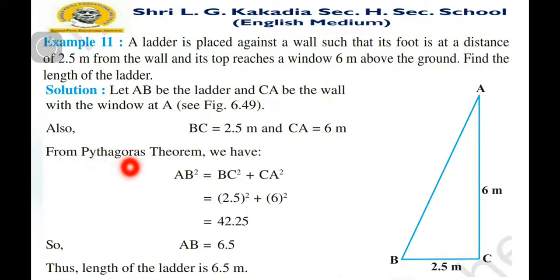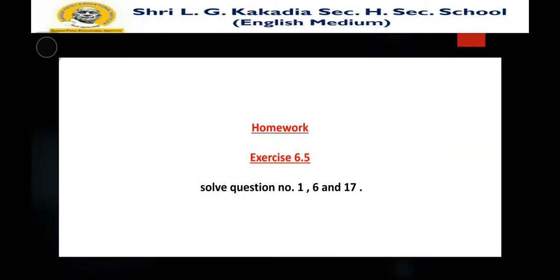Hence from the Pythagoras theorem we have AB square is equal to BC square plus CA square, that is 2.5 square plus 6 square, that is 42.25, and taking the square root on both sides, AB is equal to 6.5. Thus the length of the ladder is 6.5 meters. So by this Pythagoras theorem we can solve such problems. Now solve such examples from exercise 6.5. Questions 1, 6 and 17 are related to the Pythagoras theorem. Solve them by yourself.